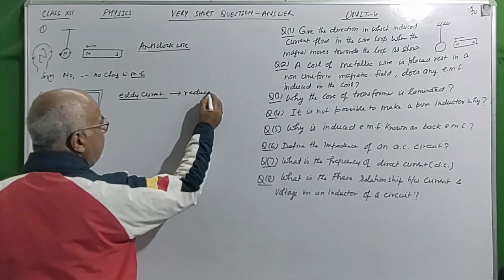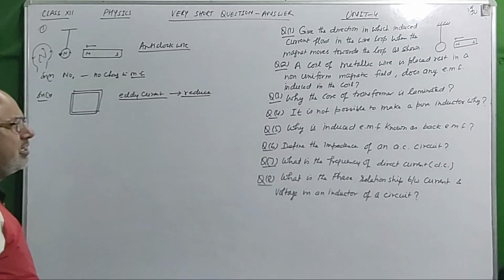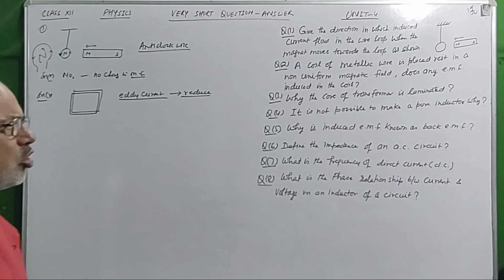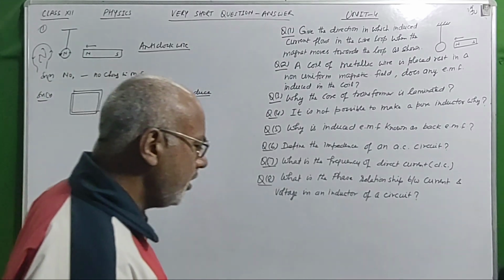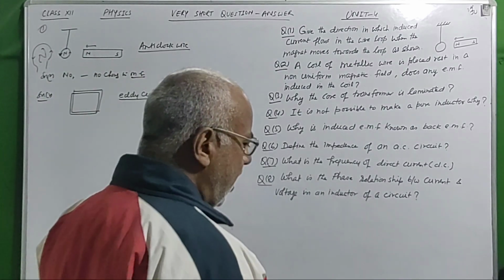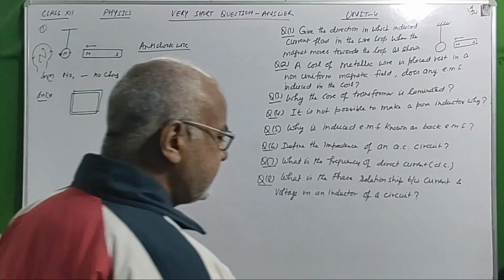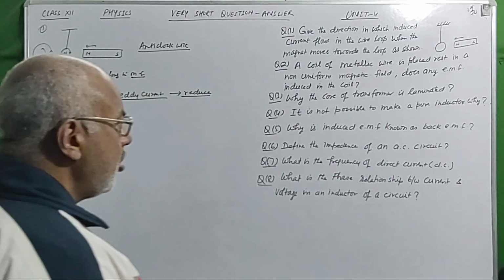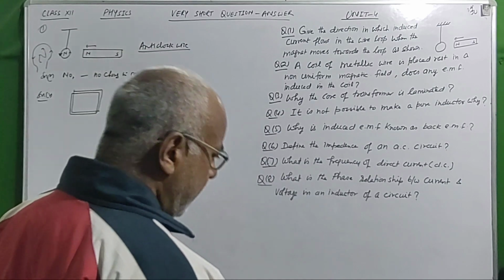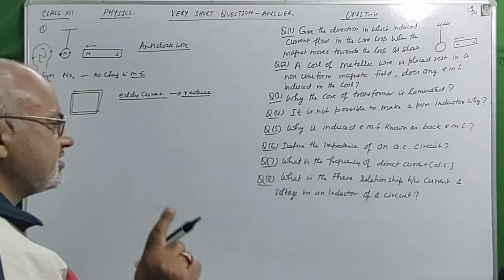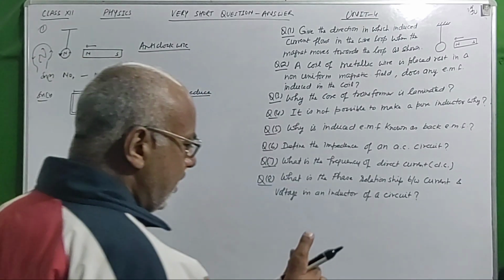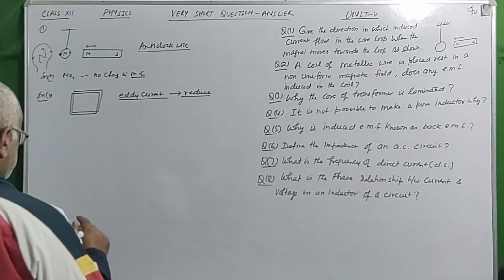Eddy current effect को क्या करना है? Reduce करना है. Next question: is it possible to make a pure inductor? Inductor is basically a coil of conducting wire of zero resistance. Again listen. Inductor is basically a coil of conducting wire of zero resistance.